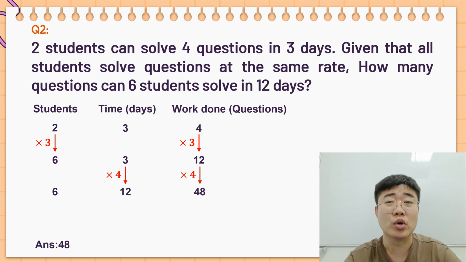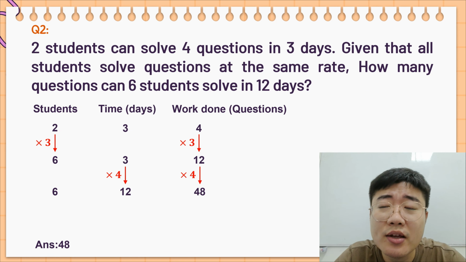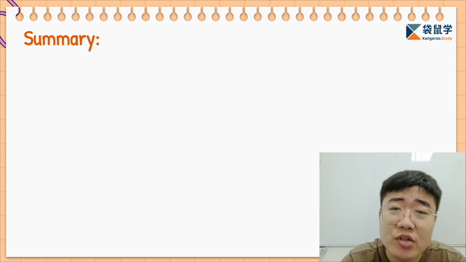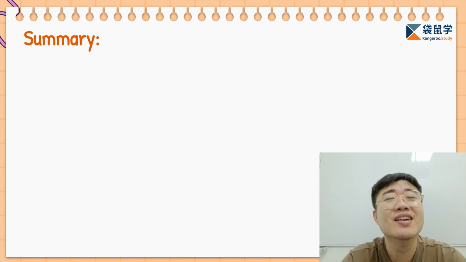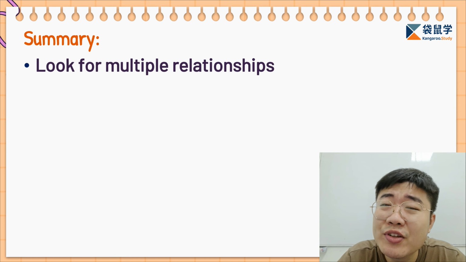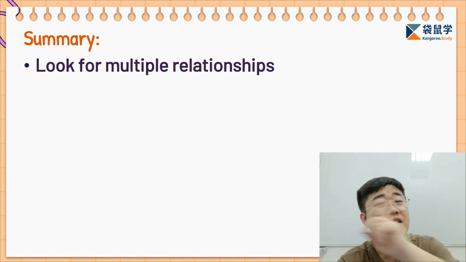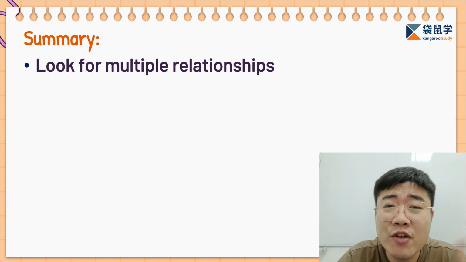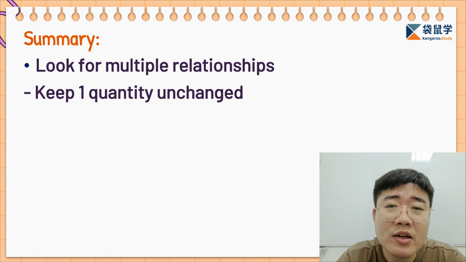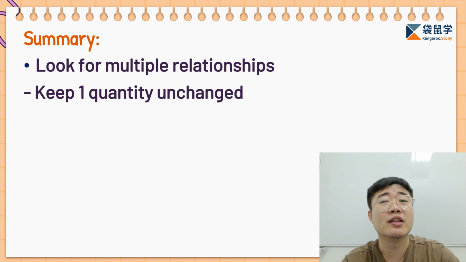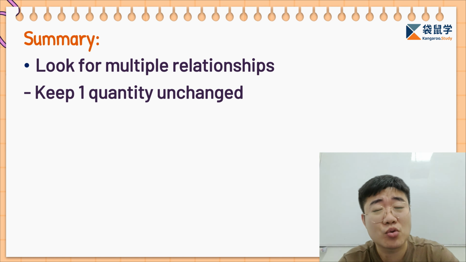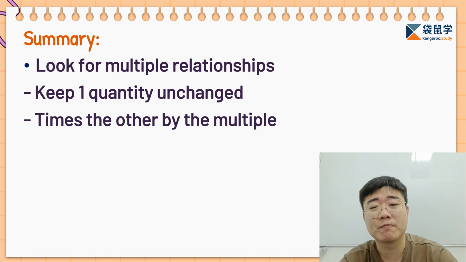So let us do a quick summary on question 2 here. For question 2, we will notice that since we cannot find one person one day, what we can do is look for the multiple relationship between them. After we find it, we always keep one of the quantities unchanged. If you change the number of people, then the number of days should remain the same. Now if you change the number of days, then the number of people should remain the same. So what we do is we times the other quantity by the multiple here.